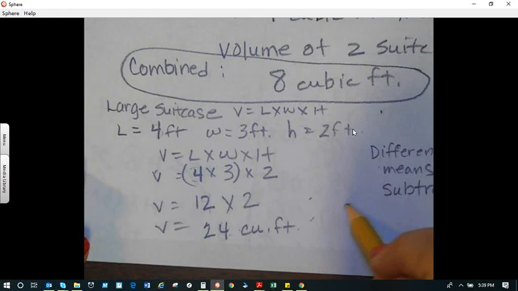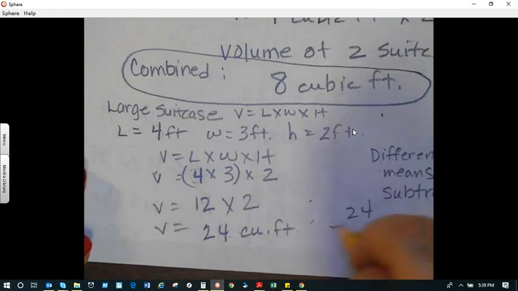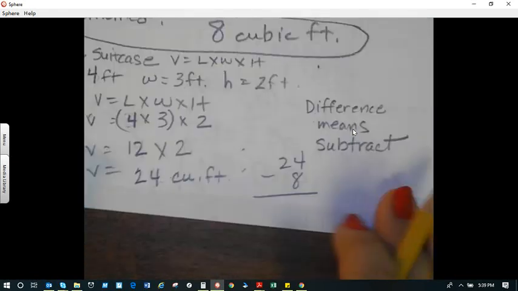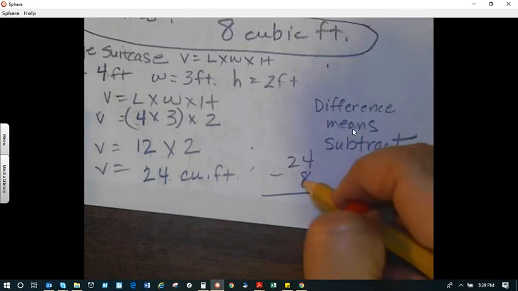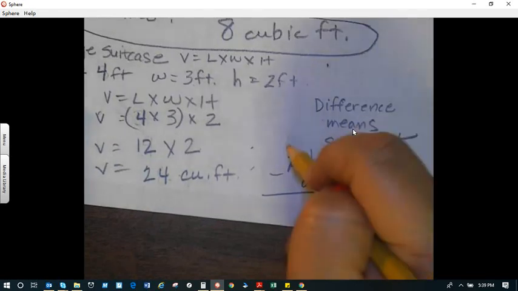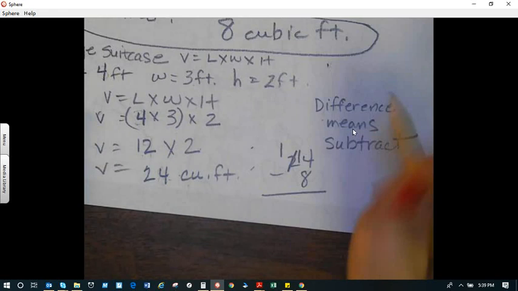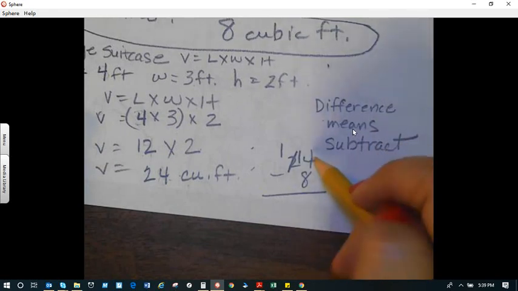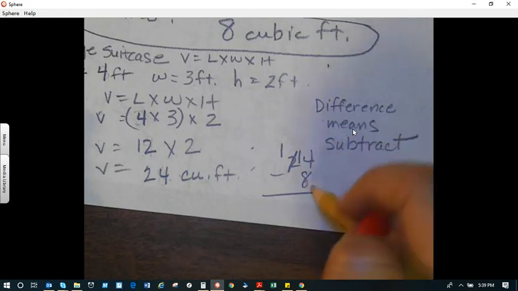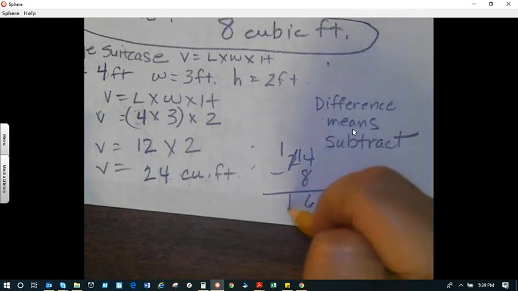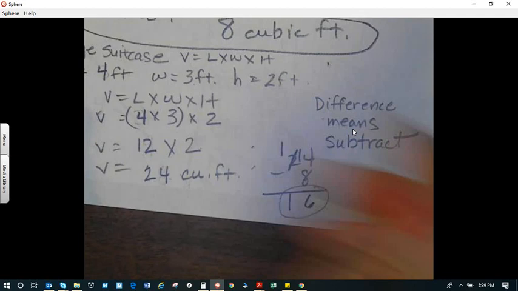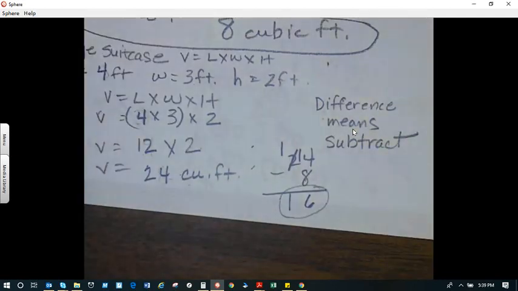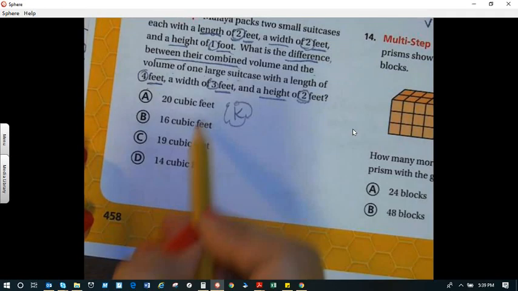So 24 minus 8. I cannot take 8 out of 4, so I'm regrouping. But I can here. So now I have 14 minus 8. 8 from 14 is 6. And then I bring down my 1. So the difference is going to be 16 cubic feet. And you see my answer right over here?